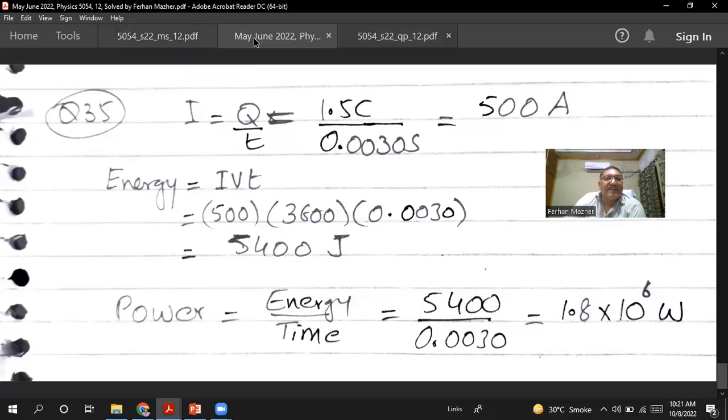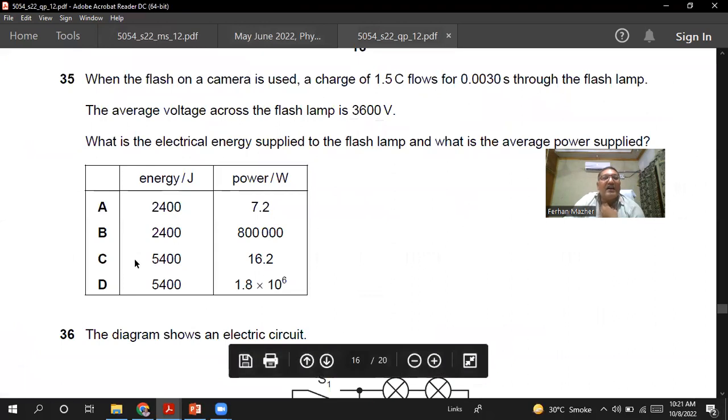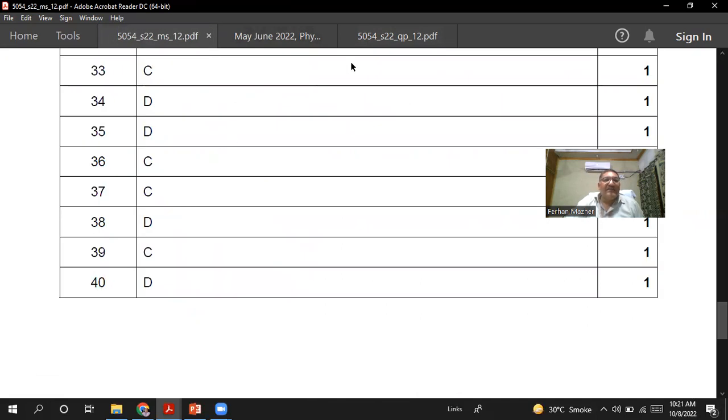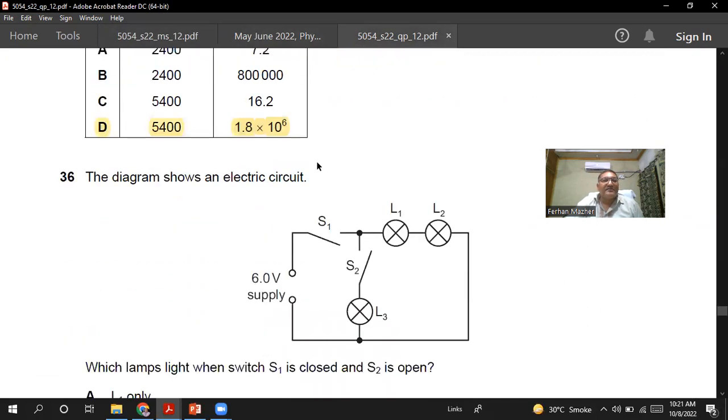And let's check, do we have this answer? Yes, D is the right option. Let's check. Question number 35, D is the right option, sir.